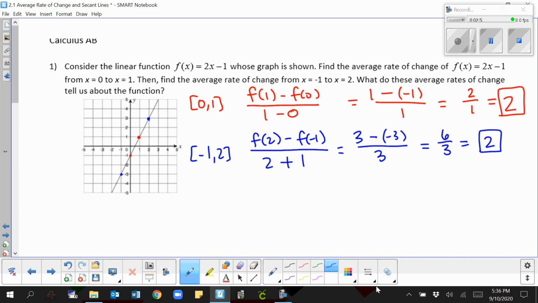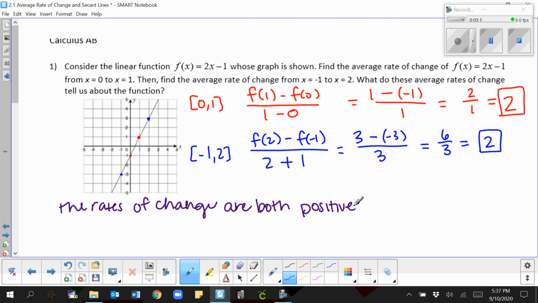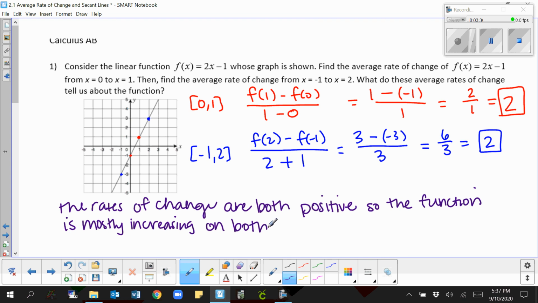And when it asks what do these average rates of change tell us about our function, I'm going to say that the rates of change are both positive, so the function is mostly increasing on both of our intervals.